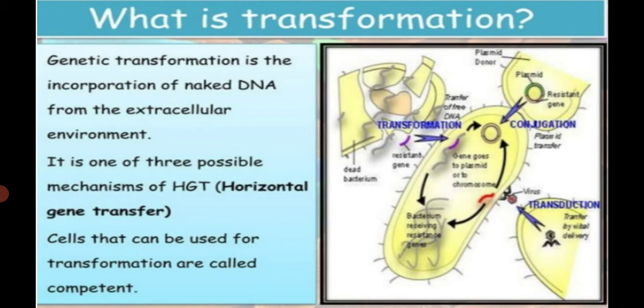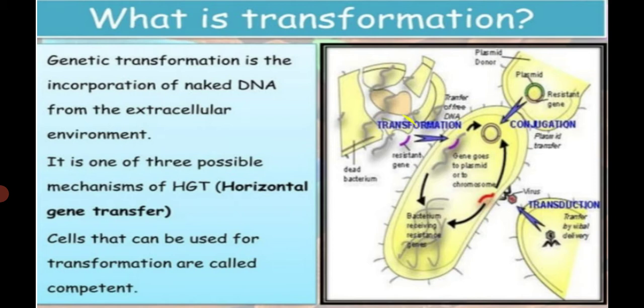these are also called HGT, or horizontal gene transfer: transformation, conjugation and transduction. In transformation, cell-free or naked DNA which contains a limited amount of genetic material is transferred from a donor cell to a recipient cell. In the image you can look at this donor cell, and in transformation, cell-free or naked DNA which contains a limited amount of genetic information is transferred to a recipient cell.